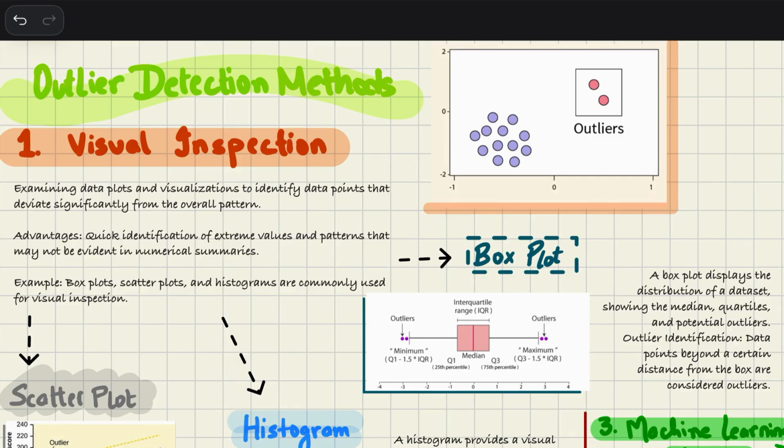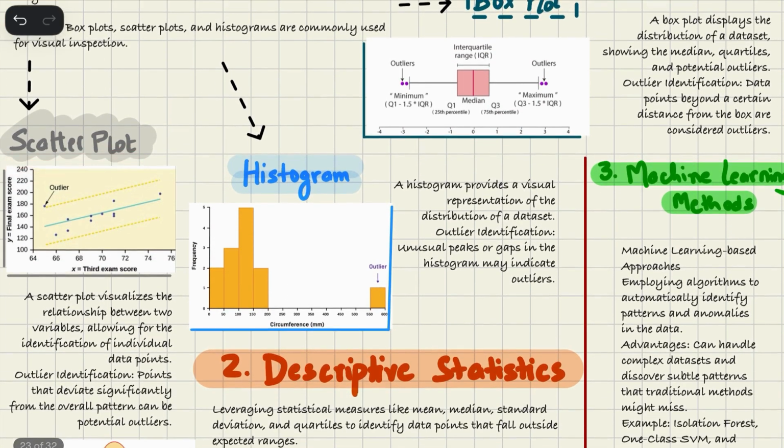So we have scatter plot. What does a scatter plot do? It provides a relationship between the two variables, allowing the identification of data points which are not in that particular crowd. All right, so scatter plots are like a map of a crowded concert. There are multiple data points and everyone is packed near the stage, right?